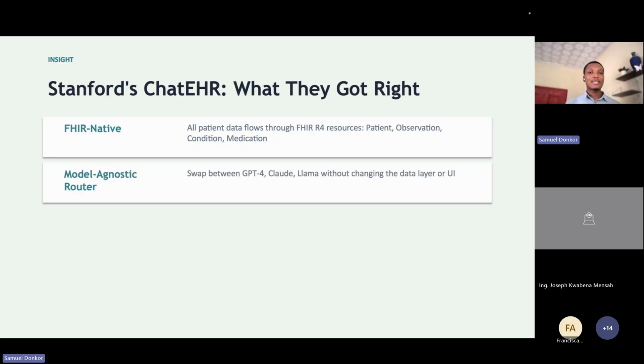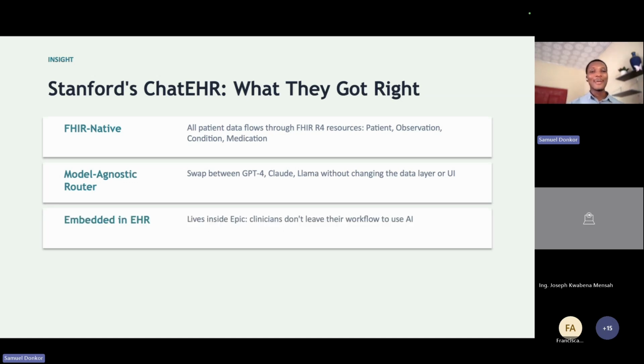And then two, is that it was model agnostic. So they were able to seamlessly switch out models without changing the data layer or UI, right? So that, hey, tomorrow you decide to use a different model and just swap it in, and everything doesn't break, right?